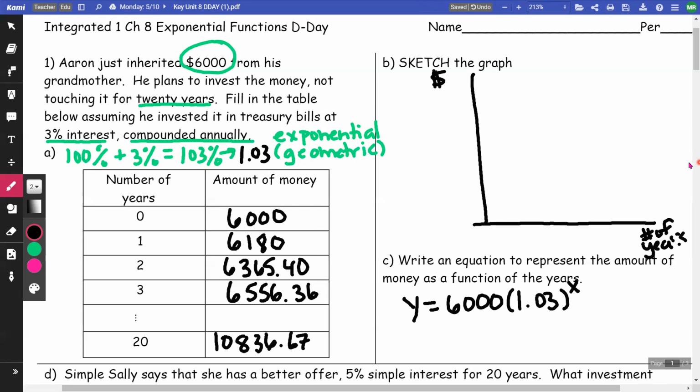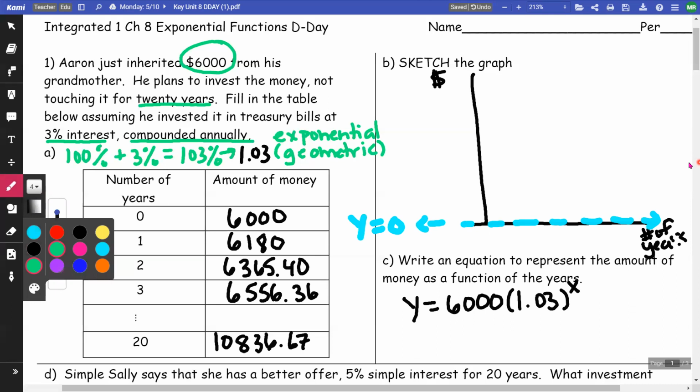For all these exponential graphs, you always are going to have an asymptote on your x-axis, at y equals 0. Okay, so this is y equals 0. We've got that asymptote.